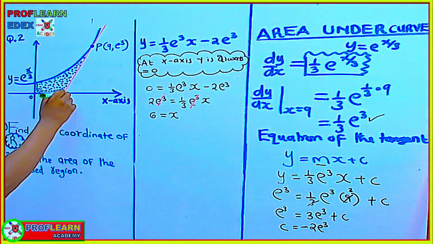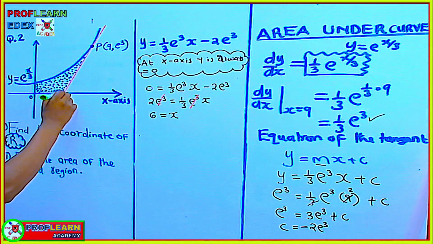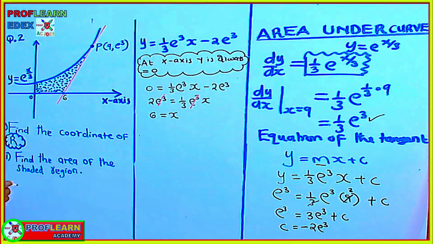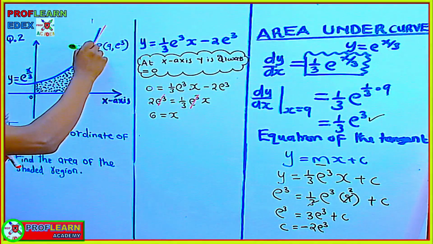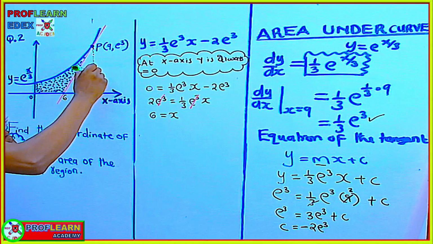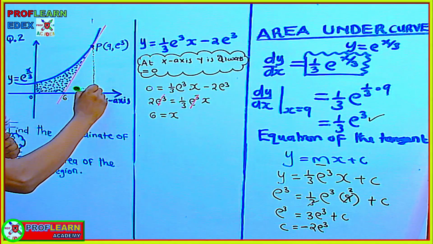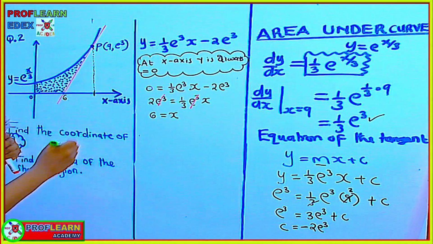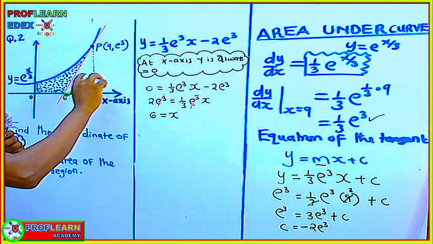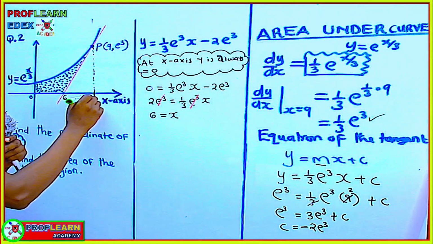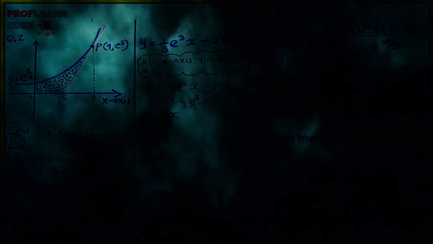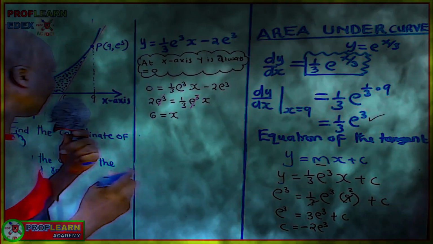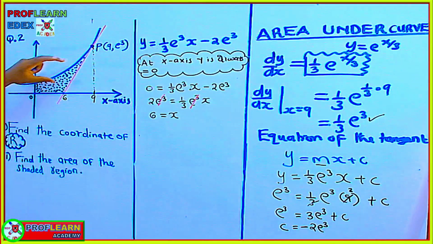So at this point here, the x value is now 6. But if we drop a line from this point up to this point here, we are going to have our x coordinate equal to 9. Find the area of the shaded part for the curve.